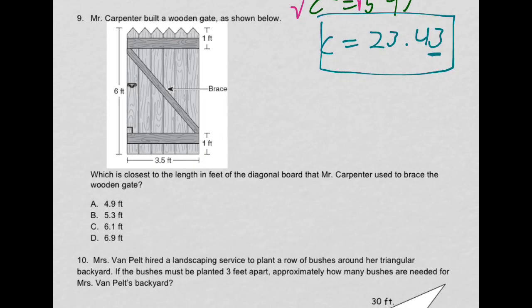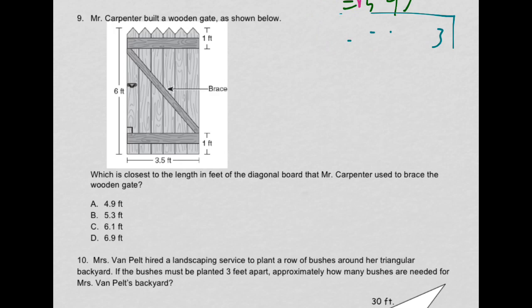All right. Mr. Carpenter built a wooden gate as shown below. Well, first, let's get rid of the rest of this stuff here. What is the closest to the length in feet of the diagonal board that Mr. Carpenter used to brace the wooden gate? So it looks like this is the diagonal board right here. And we're looking for the closest to the length in feet.